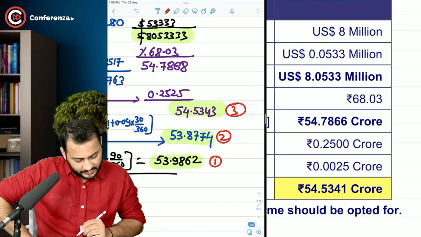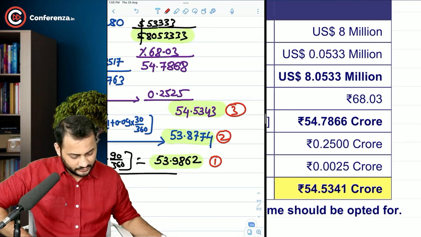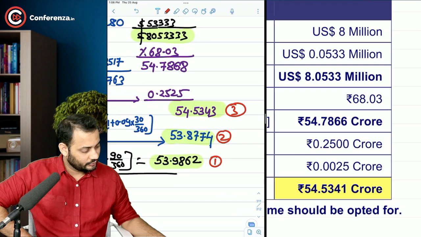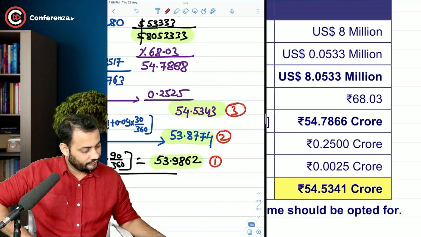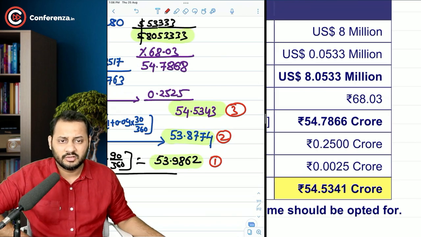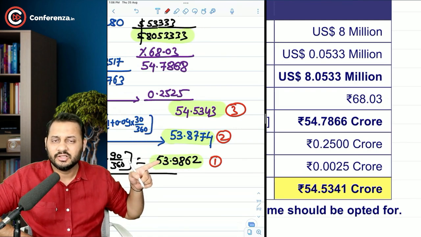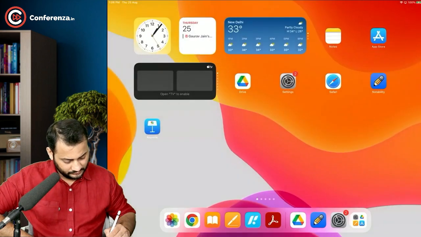Let me check. 54.7866, 8.0805333, 68.03, 547868. Yeah, it's 547868. So that's just the rounding difference. So all the three, these are the three answers matching with the institute's answer. You can see clearly the transactions. Now let's come to the institute's part.